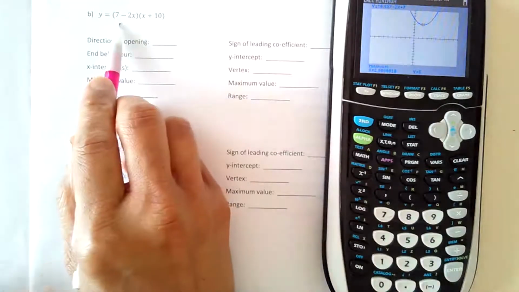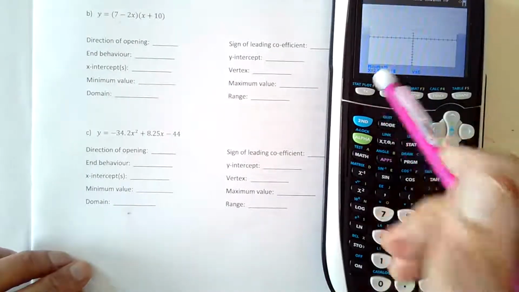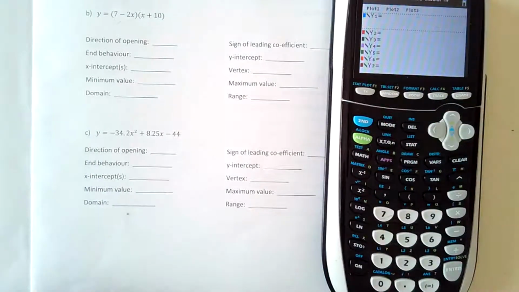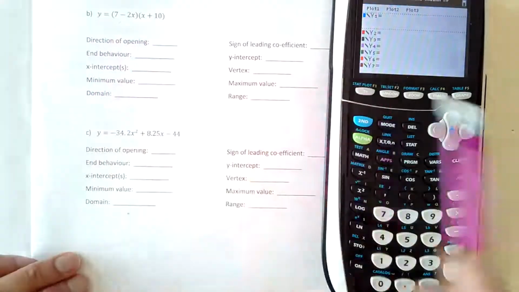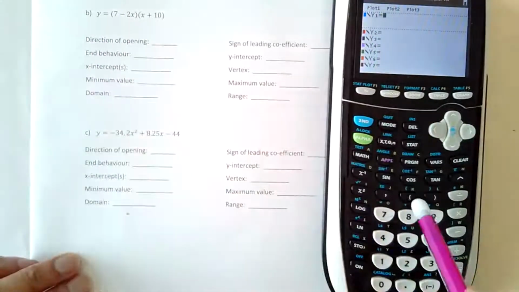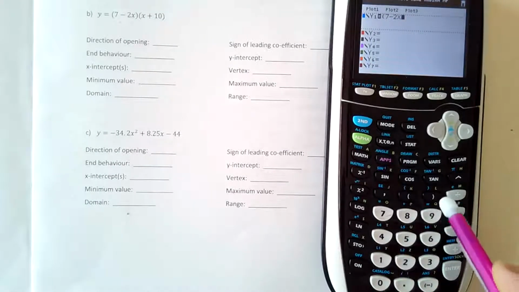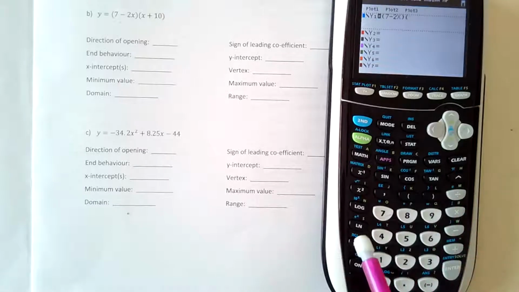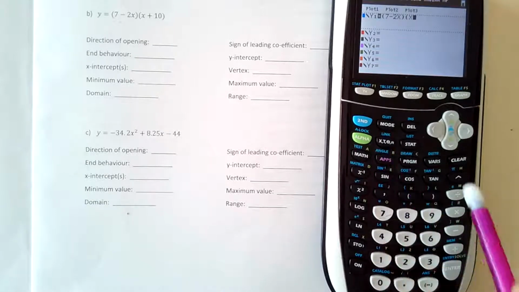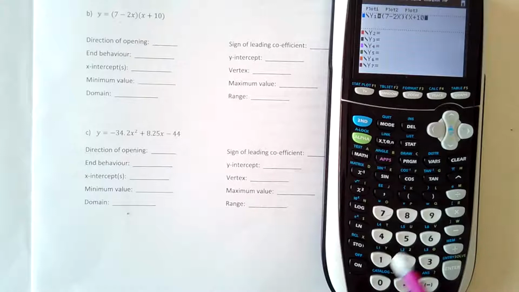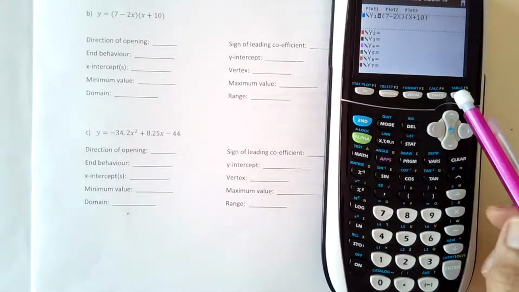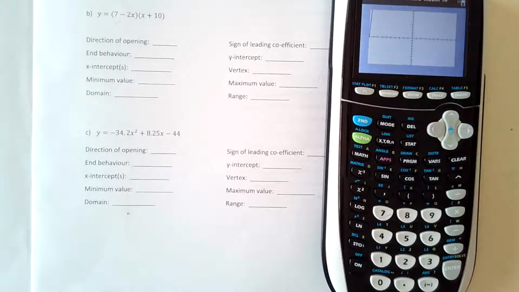So we'll enter this equation into the y equals. I'll clear my button there. For this one here, you have to put it exactly as you see here: 2, open bracket, 7 minus 2x, close bracket, open bracket, x plus 10, close bracket. And now you press graph.